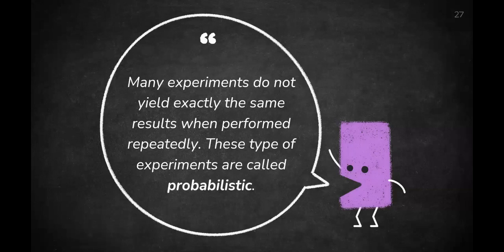Okay? So, as you've noticed, many experiments do not yield exactly the same results when performed repeatedly. These type of experiments are called probabilistic. Okay? So, kayo nga, get a coin. Mag-toss coin kayo. Anong nakuha mo? Some of you might be getting head. Some of you might be getting tail. Paulit-ulitin mong gawin yan, mag-iiba at mag-iiba ang iyong result because these are probabilistic. Probable lang. Hindi sure.